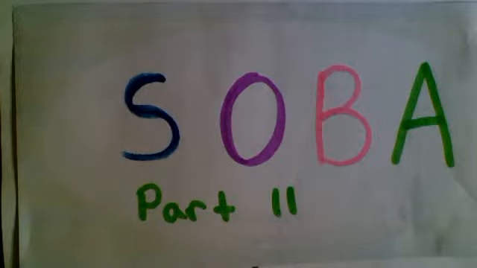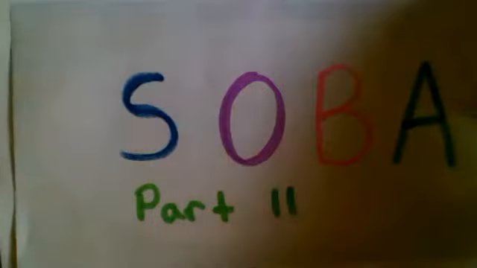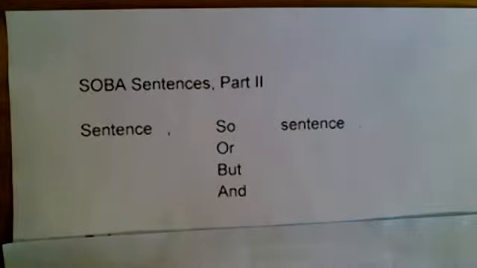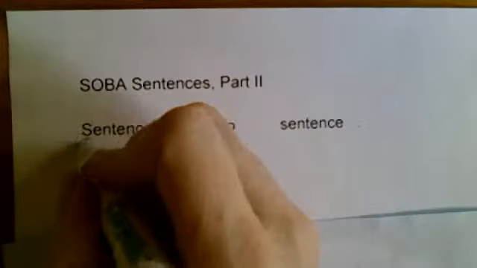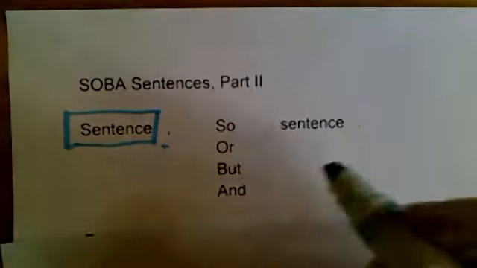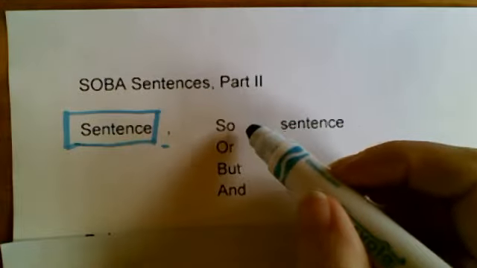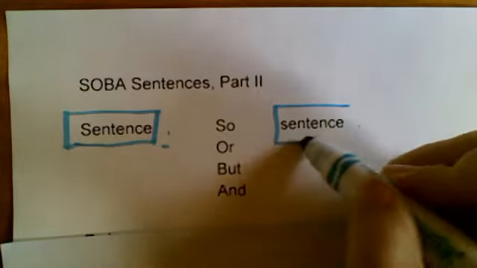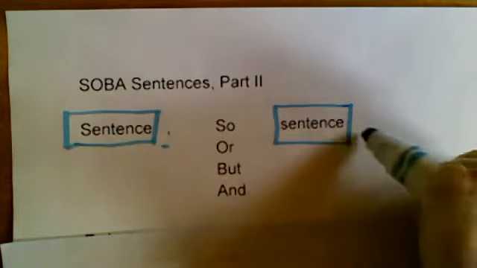This is part 2 of SOBA sentences. So to review what we talked about before, a SOBA sentence combines two sentences, and you start with a sentence. We're going to square that. And then you need a comma, and then you have a SOBA word: so, or, but, or, and. Then you have another sentence, and you end with a period.